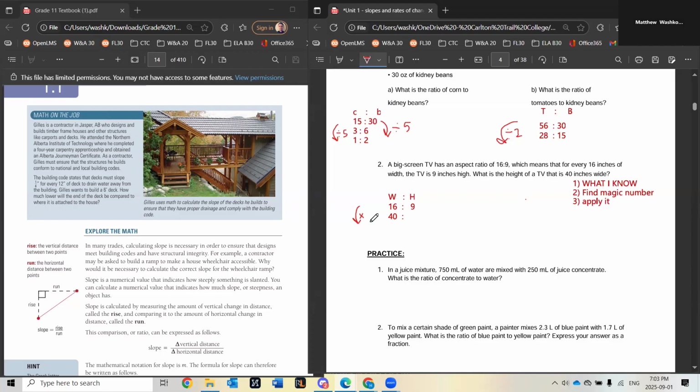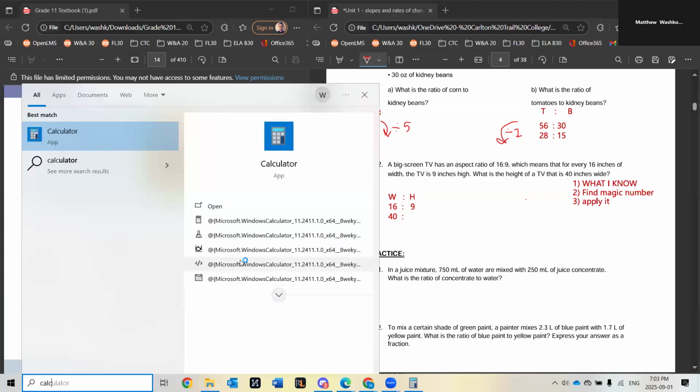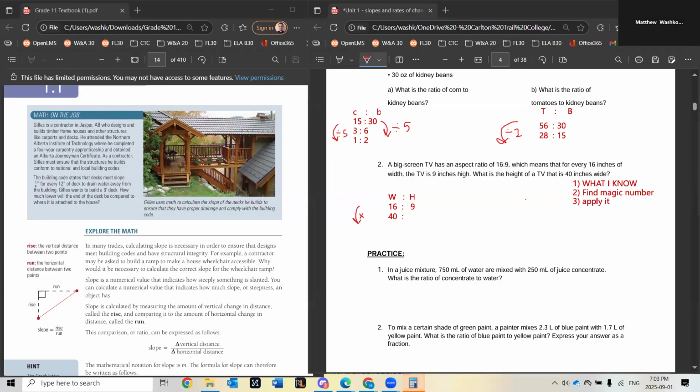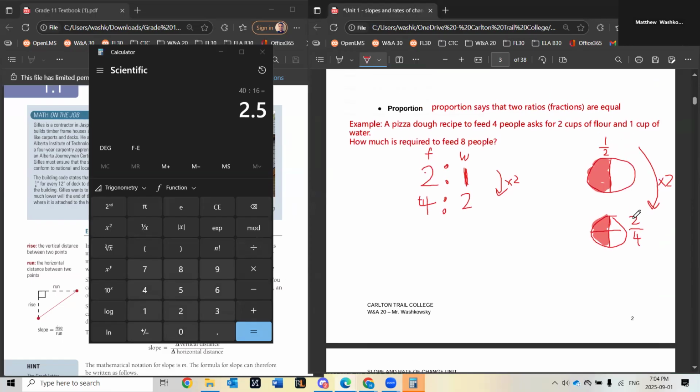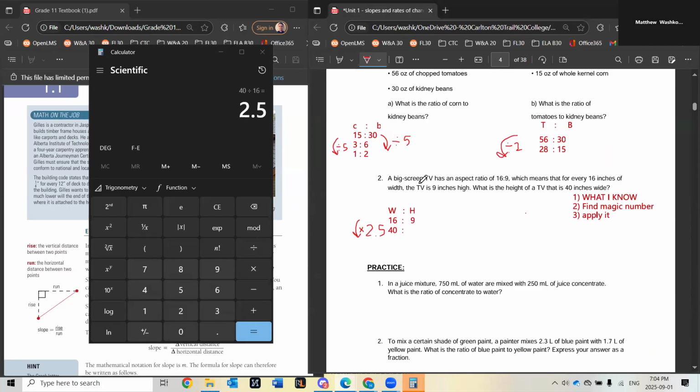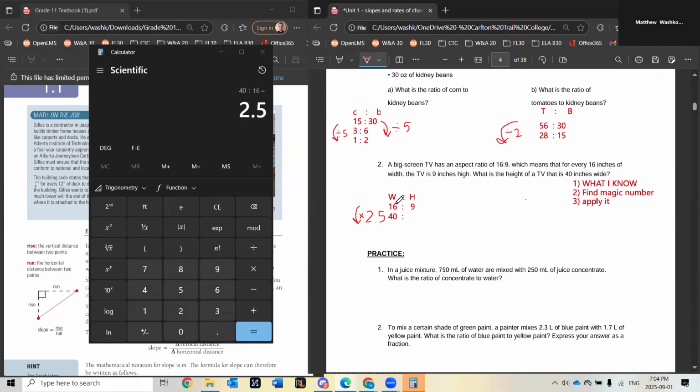16 times something gives me 40. So how can you figure that out? Well, work the other way. Go backwards. What's 40 instead of times divided by 16? Oh, it's 2.5. So this magic number here is 2.5. It works backwards, right? Just like I can double this, I can go backwards the other way. So those same concepts apply, just harder numbers. So 40 divided by 2.5 gives me 16.